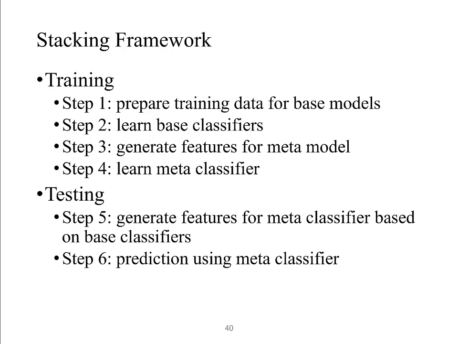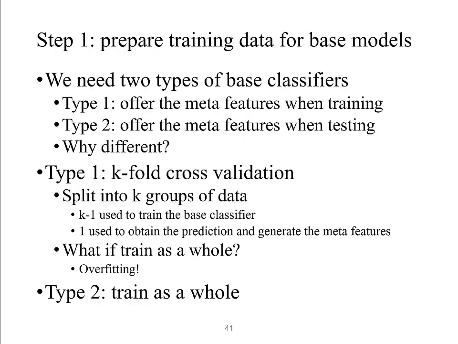And for the testing, the fifth step would be to generate features for the meta classifier based on the result of the base classifiers, or the prediction result of the base classifiers. And the sixth step would be prediction using the meta classifier. Now let's start from the first step, and let's dive into the details of each and every step here.